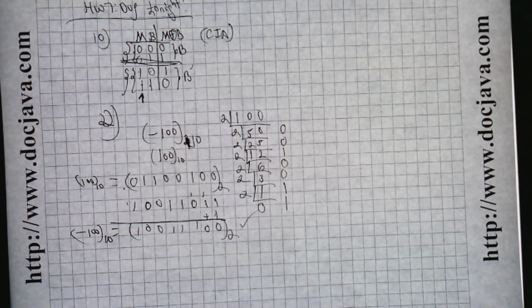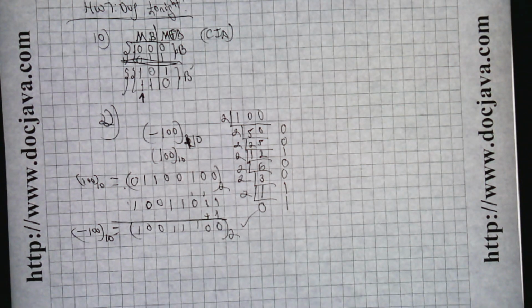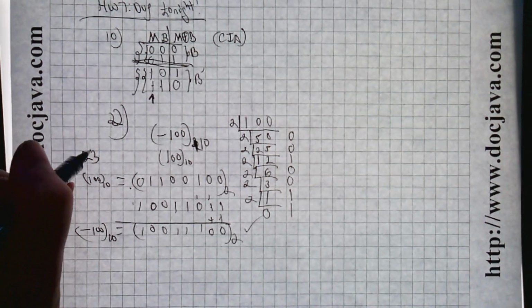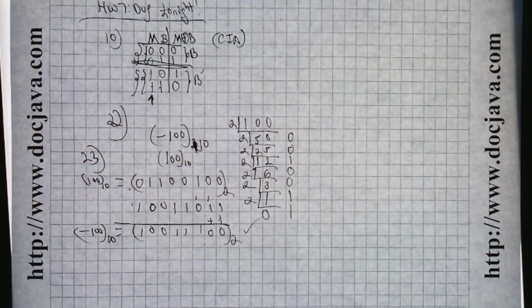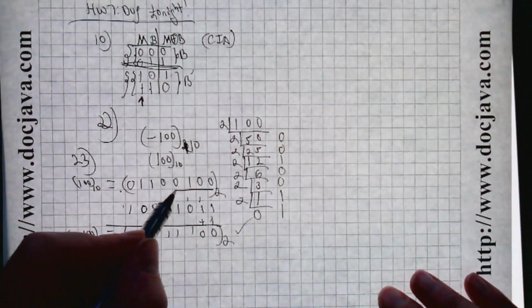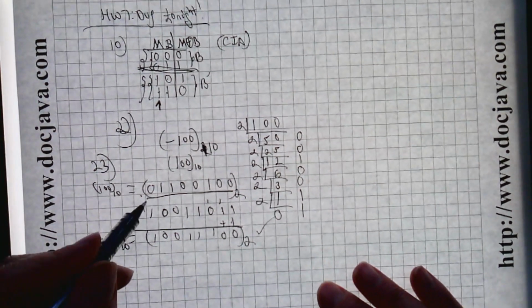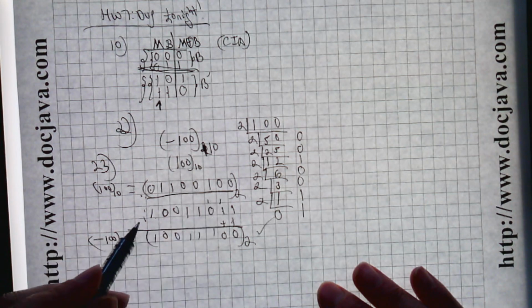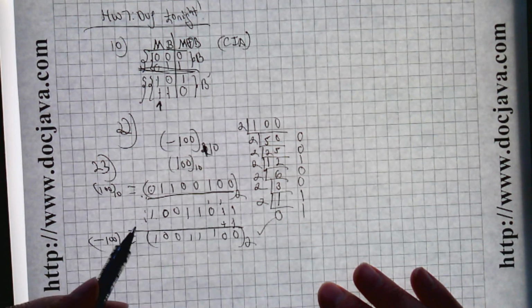What do you think of that one? Good, right? The question is, what is the 8-bit 2's complement of the decimal number 100? So if we're going to find the 2's complement of the decimal number 100, we start with the positive number 100, and then we find the 2's complement by finding the 1's complement, which means we invert, and then adding 1 to get the 2's complement.